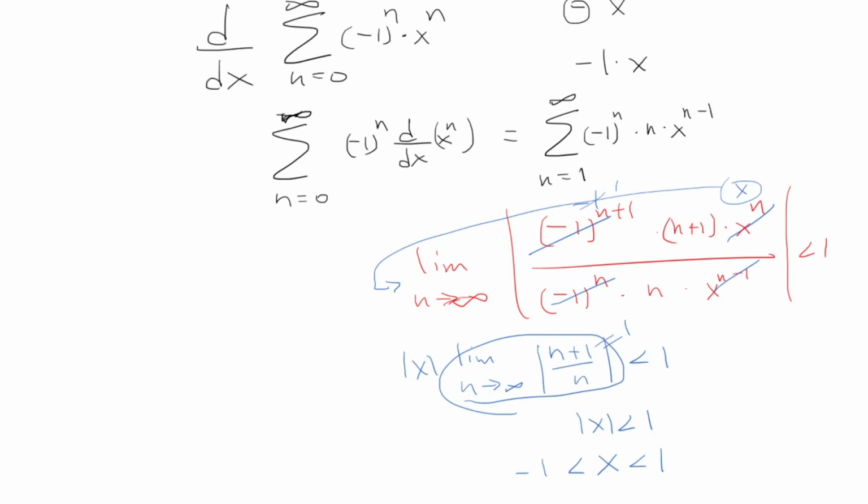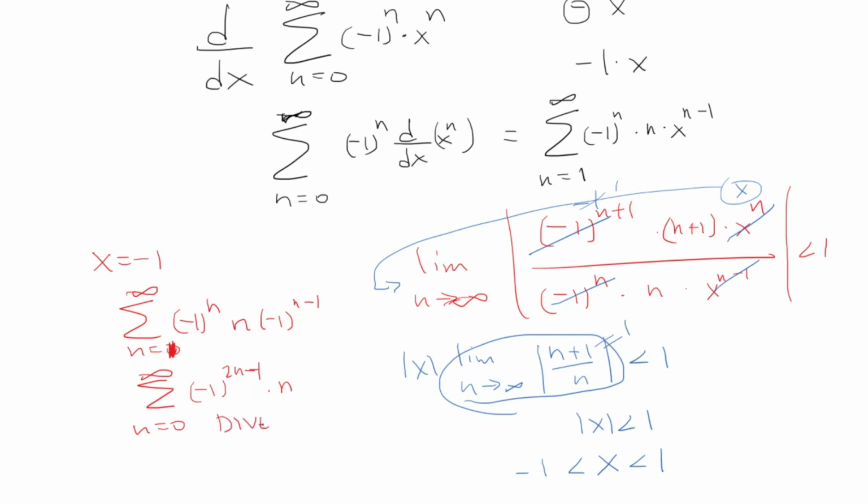So first we'll look at x being equal to negative 1. So that would be the sum from n equals 1 to infinity of negative 1 to the n times n times negative 1 to the n minus 1. Simplifying this, we get the sum of negative 1 to the 2n minus 1 times n. If I take the limit as n approaches infinity, this does not go to 0. Therefore, it diverges.